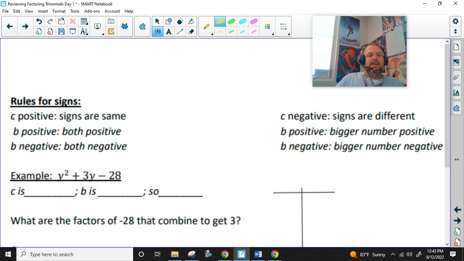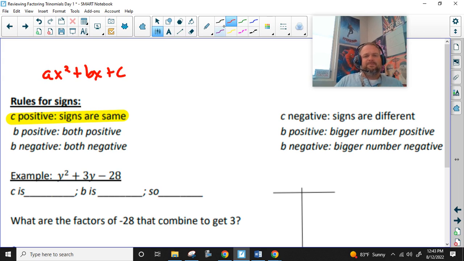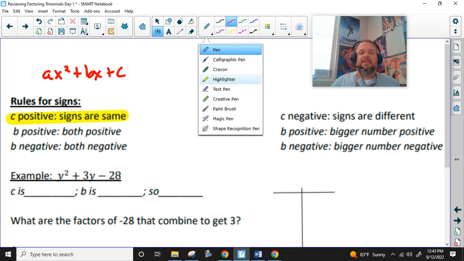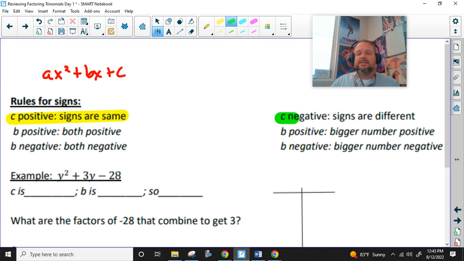All right, if C is positive, then we have to look at the B. If it's positive, both of our numbers are going to be positive. If it's negative, they're both negative. All right. Then if C is negative, that means our signs are going to be different. Okay. B is positive, bigger number positive. B negative, bigger number negative.